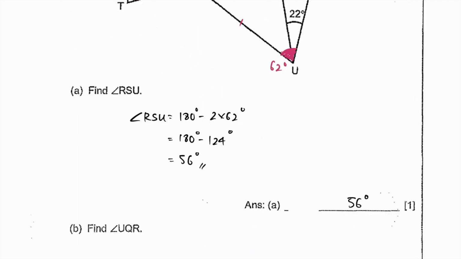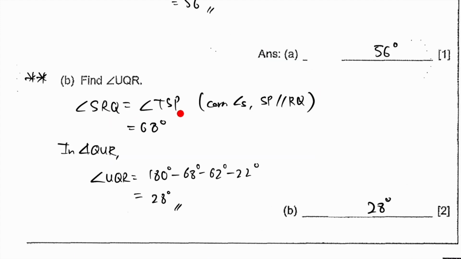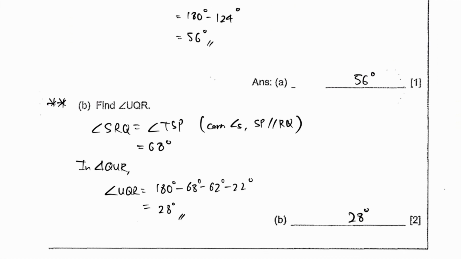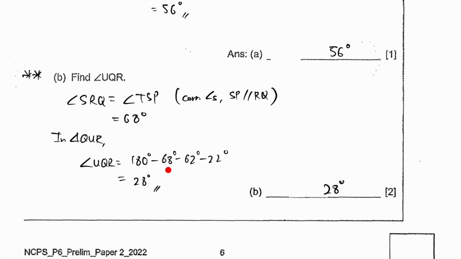Next up, UQR. We are curious about what UQR is. That's this angle right here. We've got SRQ equals to TSP equals to 68. Why? Because of corresponding angles. So if this is 68 and these two lines are in parallel, so this 68 will be 68 here as well. So within triangle QUR, we can take 180 minus 22 minus the sum of these two, we will obtain this angle here. So that's what we do. 180 minus 68 minus 62 minus 22, that's 28 degrees.